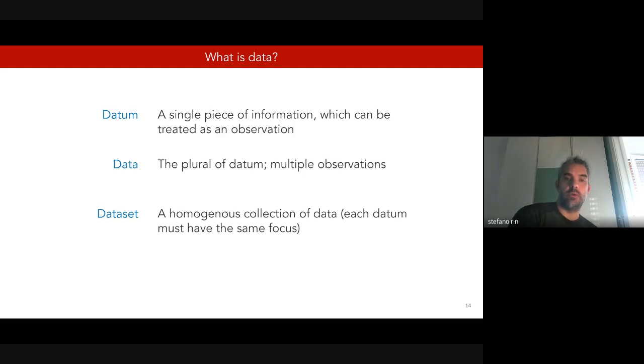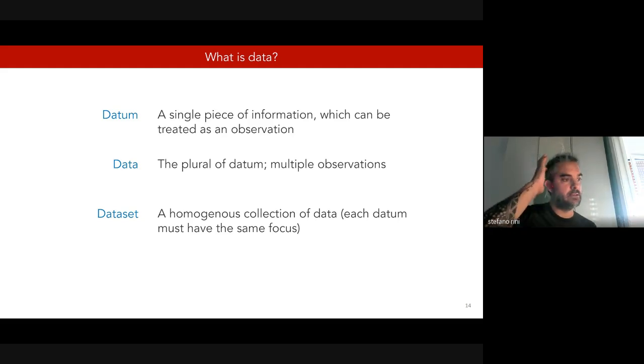Okay, so what is data? Another view is this. So we can see a sort of a hierarchical definition of data. So datum is a single piece of information, can be treated as an observation. Right? Data is the plural form of this, and it constitutes a set of observations, and then a data set is a homogeneous collection of data.